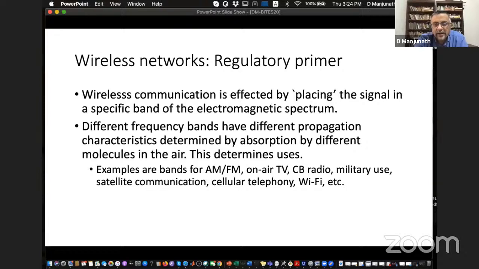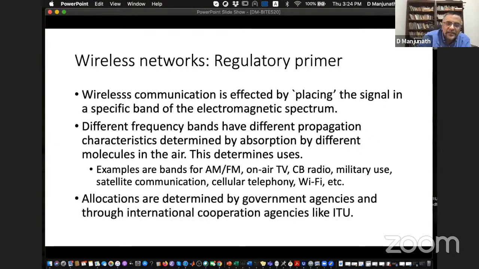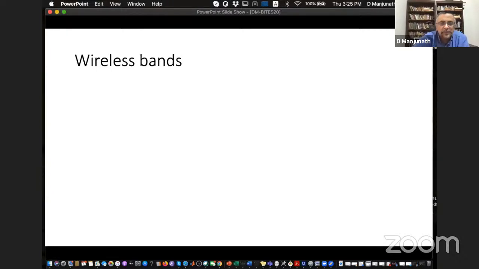There are bands allocated for military use, for satellite communication, cellular telephony, Wi-Fi, etc. These bands are determined by the propagation characteristics in the band. Now, who makes this determination? It is actually the government agencies in a country and an intergovernmental agency called the ITU. These together determine which band is used for what purpose.